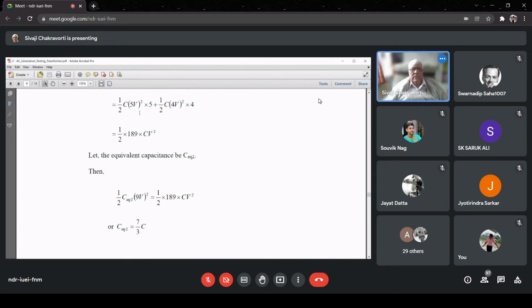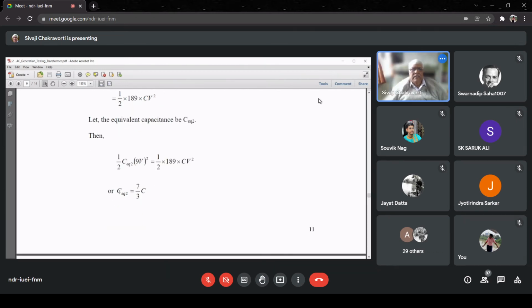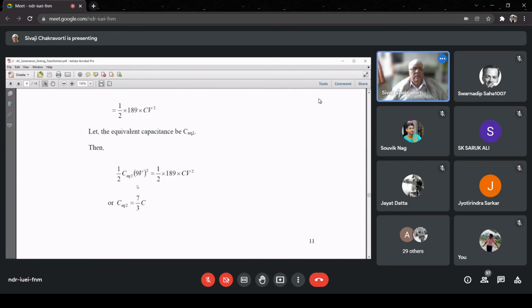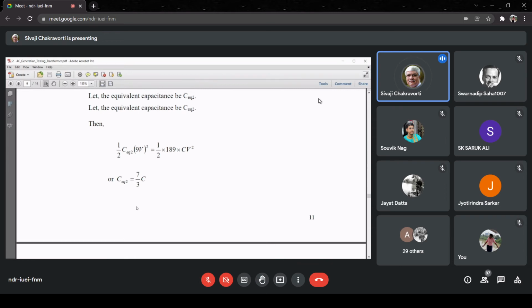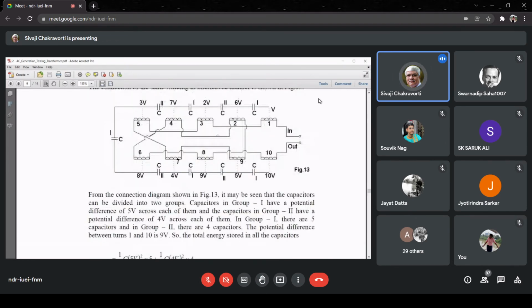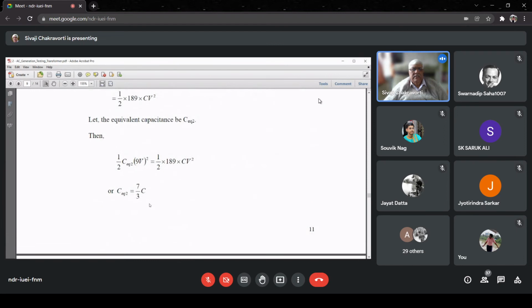Now if you consider that these energies are the same, then we will find the equivalent capacitance. Let the equivalent capacitance be C equivalent. So it is 7C by 3. Now, in this case, you are getting that the equivalent capacitance is 7C by 3.